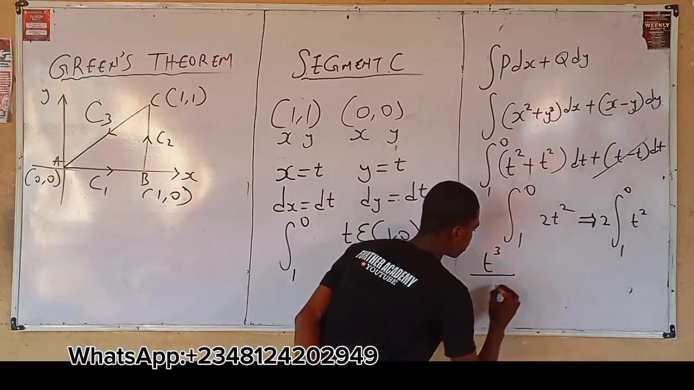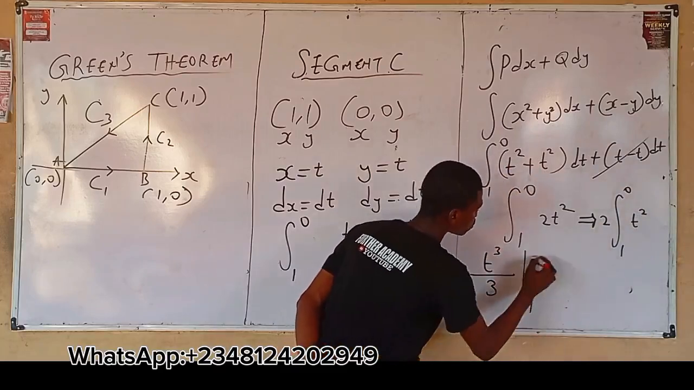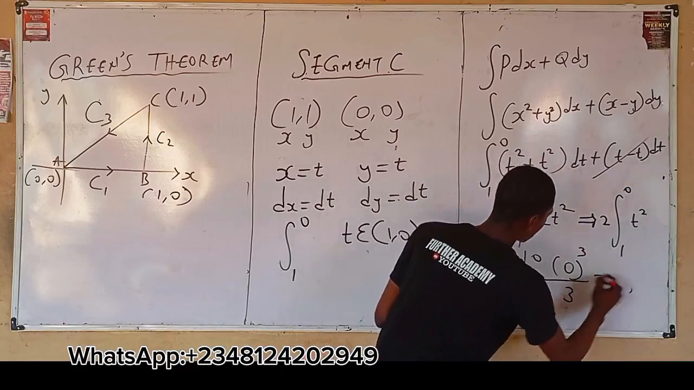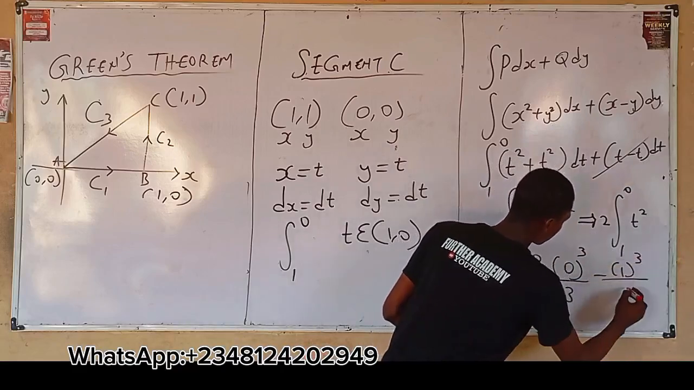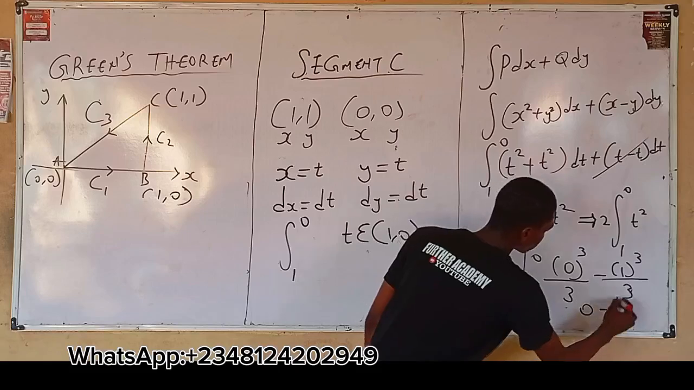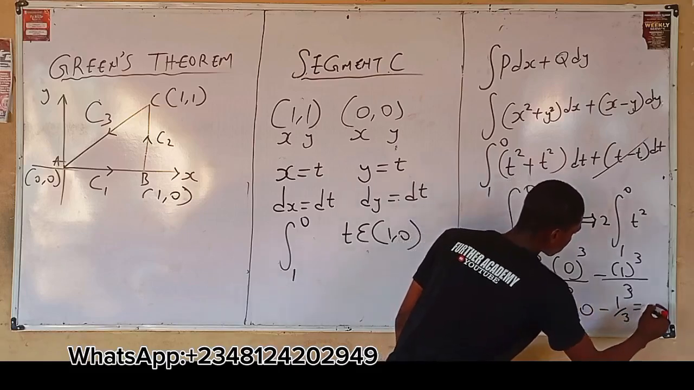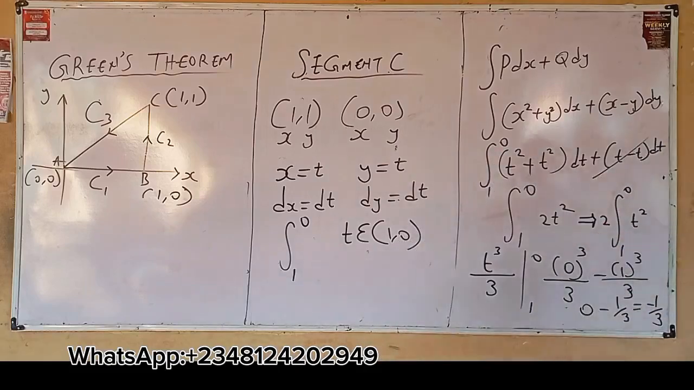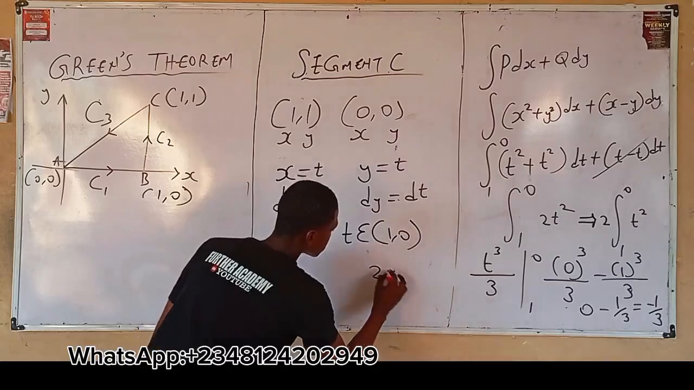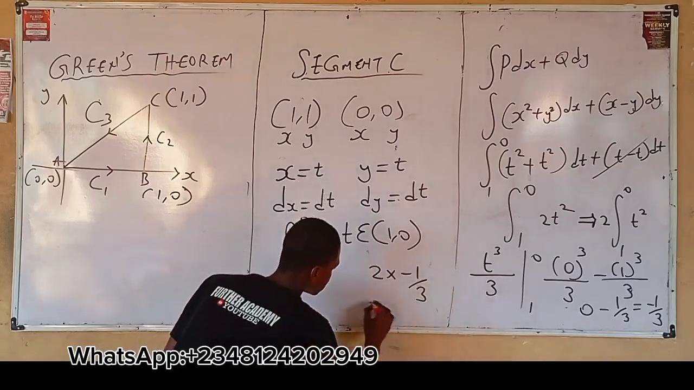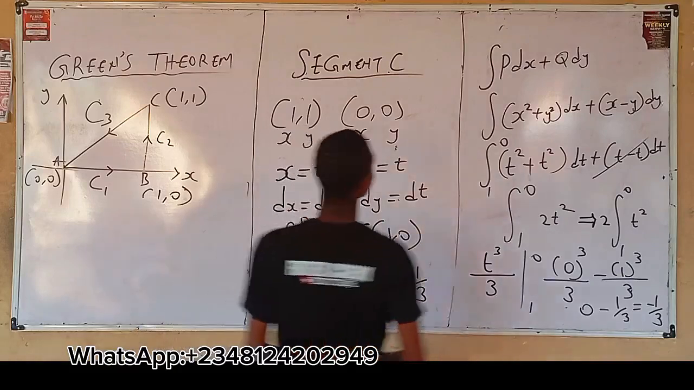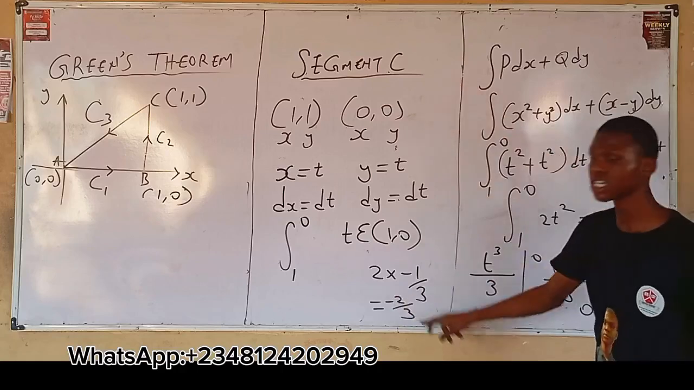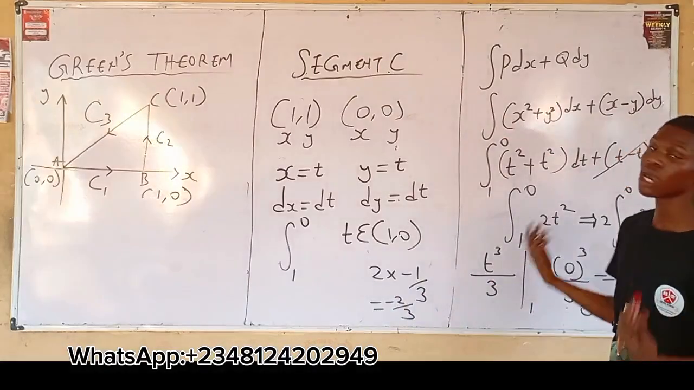Now integrate this. This will give you t cubed over 3. Substitute your limits, meaning that you have 0 cubed over 3 minus 1 cubed over 3. And this will give you 0 minus 1 over 3, which is equal to negative 1 over 3. Not forgetting that you have a constant value here, which is 2, meaning 2 multiplied by negative 1 over 3, and this is equal to negative 2 over 3. So when we applied the line integral to segment C, we got negative 2 over 3, meaning you are actually done with this.